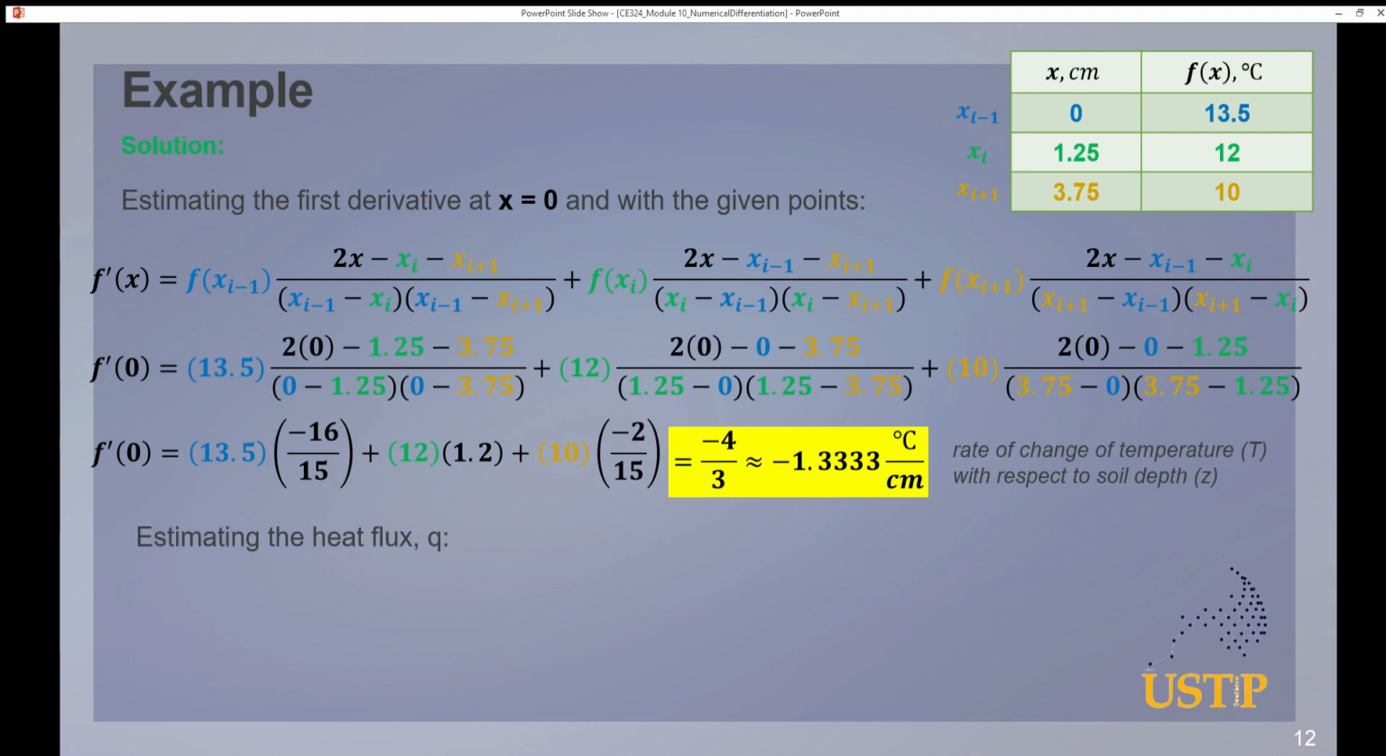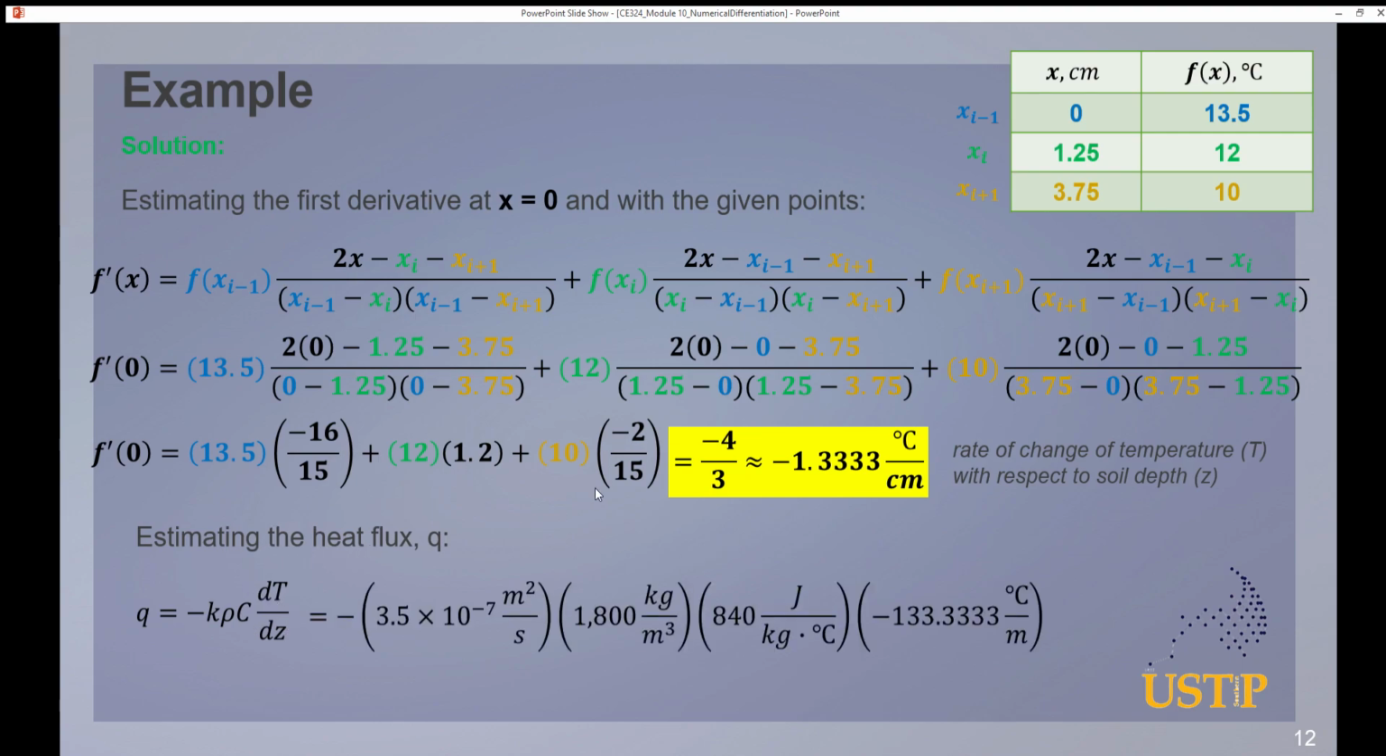Estimating the heat flux Q. Going back to the original equation, this is temperature, this is depth. Plug in the values and we can solve for Q. The units cancel out: kg cancels, and so on, but square meters remain, giving watts per square meter. The answer is 70.56.